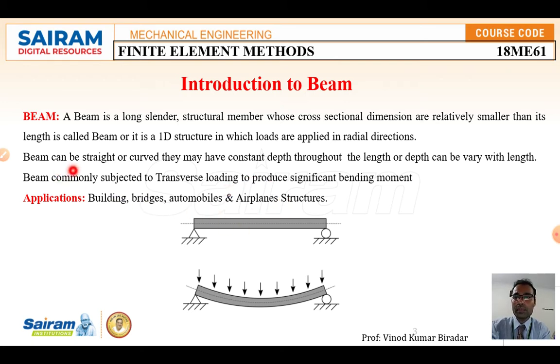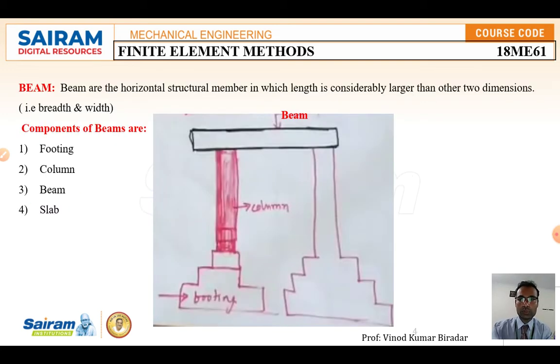A beam can be straight or curved, with a constant depth throughout the length, or the depth can vary according to the length. Such an element we call a beam. A beam is commonly subjected to transverse loading to produce a significant bending moment. Present day, beams are used almost everywhere: buildings, bridges, automobiles, and airplane structures. That is the definition of a beam.